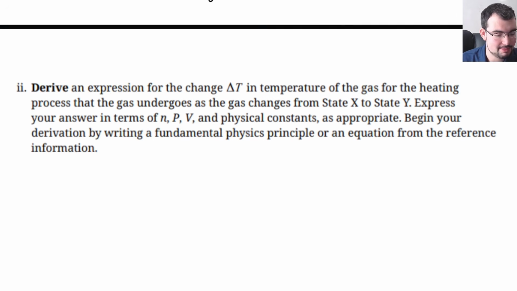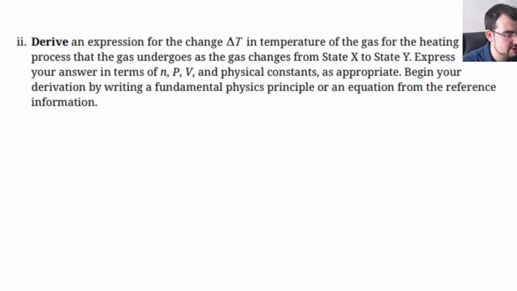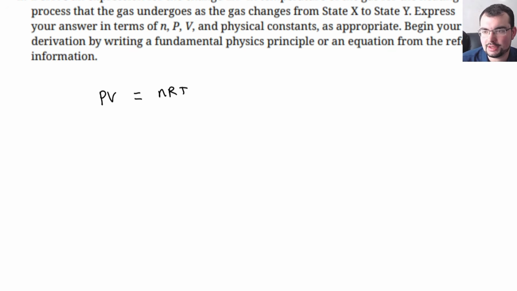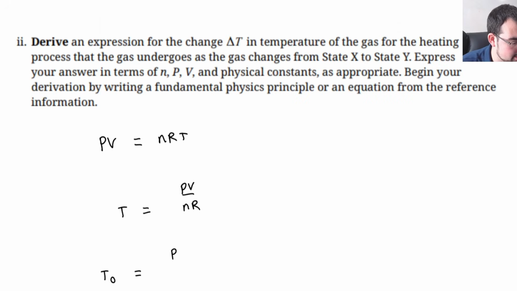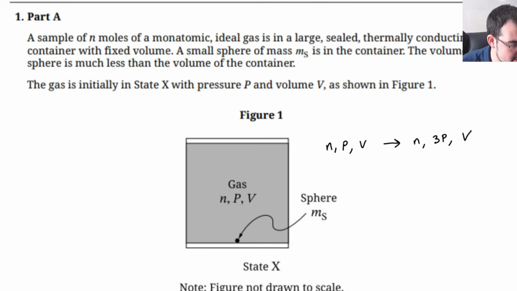Derive an expression for the change in temperature of the gas in the heating process. Well, we got temperature, we got moles, P and V, whatever it could be. Well, obviously it is the ideal gas law. So we got PV equals nRT. And if we're interested in the change in temperature, delta T, it might be helpful just to get the temperature. So the temperature of the gas would be PV over nR. So our initial temperature would be, we'll check our volumes here. Yeah, it looks like there's no subscripts.